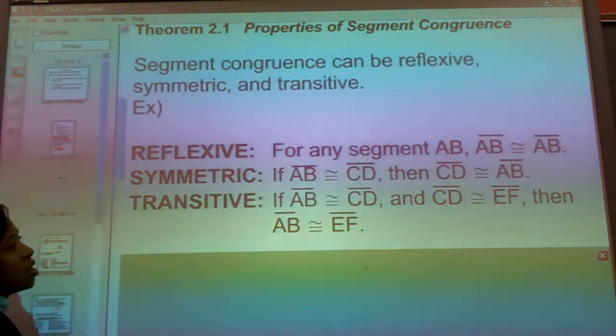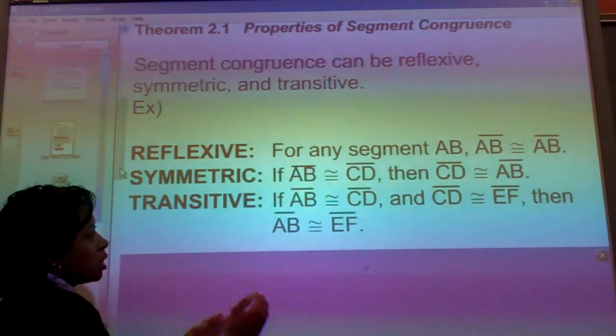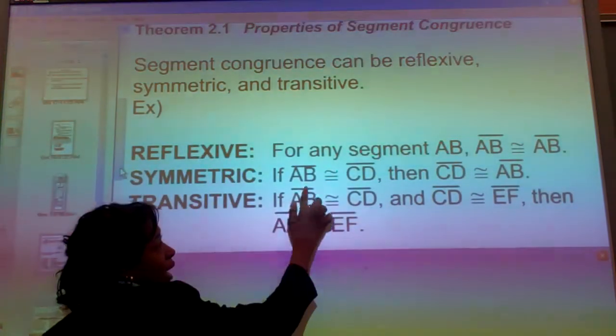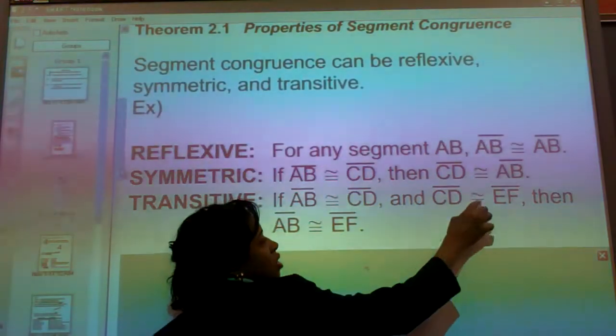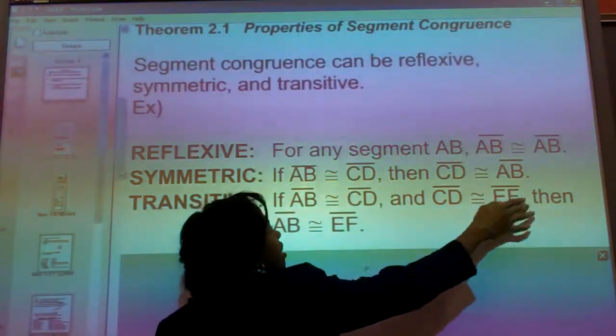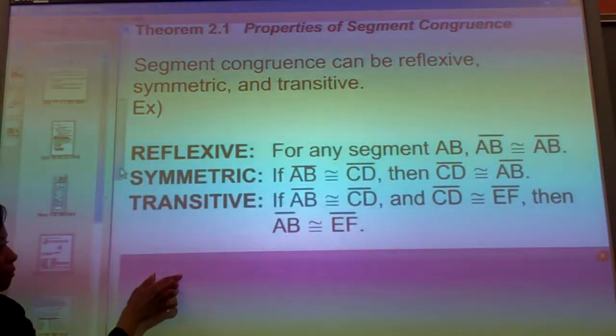And then transitive, this is the 1 is equal to 2, 2 is equal to 3, that means that also 1 has to be equal to 3. So if segment AB is congruent to CD, and CD is congruent to EF, then that means that the first and third have to be congruent. So AB will be congruent to EF.